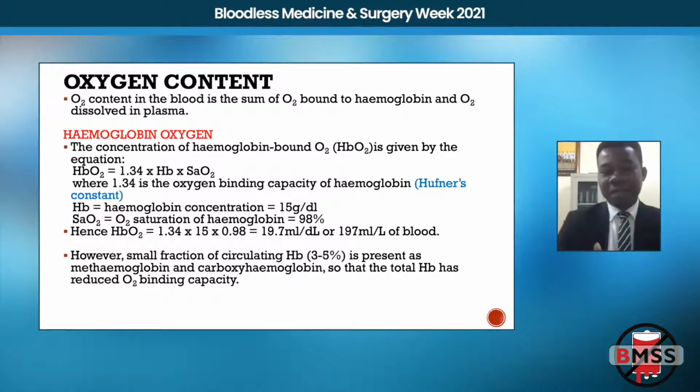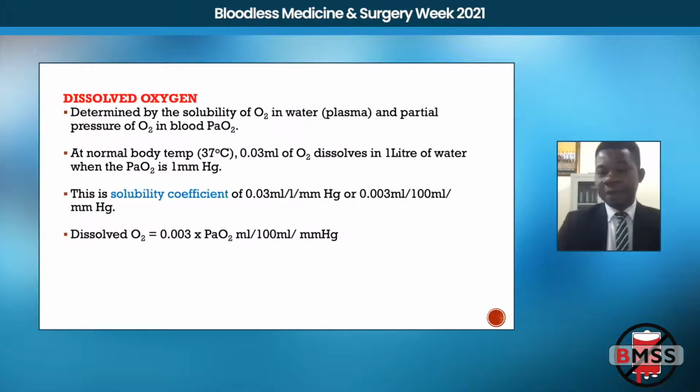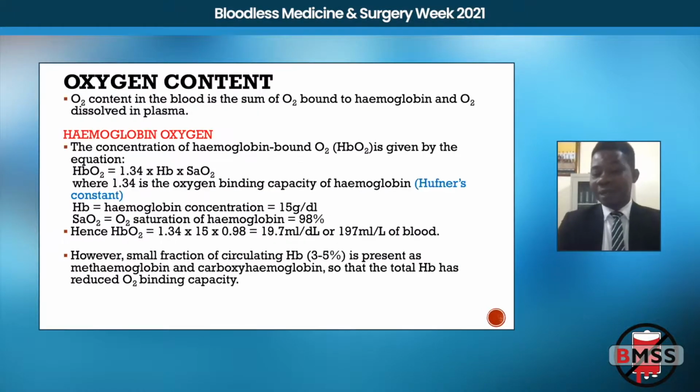Now, as I mentioned earlier, if everything is in good condition, for example, we said the saturation is about 98%. There are other factors that play some role in making the saturation not get up to 100%, like methemoglobin and carboxyhemoglobin. They take a particular fraction. And if somebody is a chronic smoker, that value can be higher than that, making the saturation of hemoglobin lower than 98%. Now, we've been able to understand that for every liter of blood, we have 197 ml bound to hemoglobin.